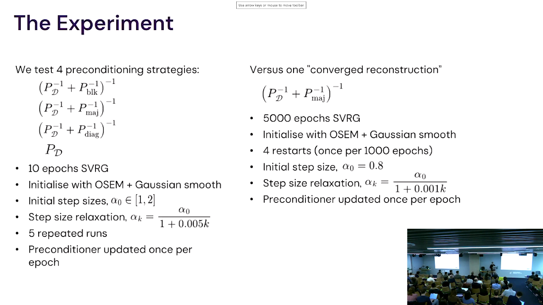And we compared this to what I call a converged reconstruction. So this is with 5,000 epochs of SVRG, with 4 restarts, a slightly lower step size, and smaller relaxation.